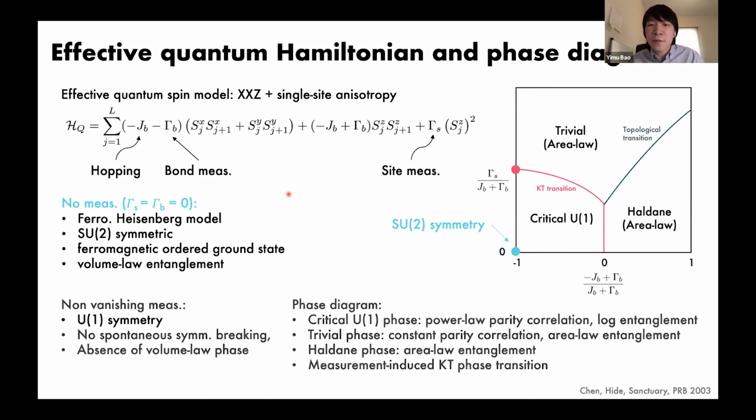And actually the phase diagram of this model has been studied extensively, and there are actually 3 phases. There's going to be a critical U1 phase, a trivial area law phase, and a Haldane phase. And by tuning the measurement probability, you can actually tune a measurement-induced KT phase transition between these two.